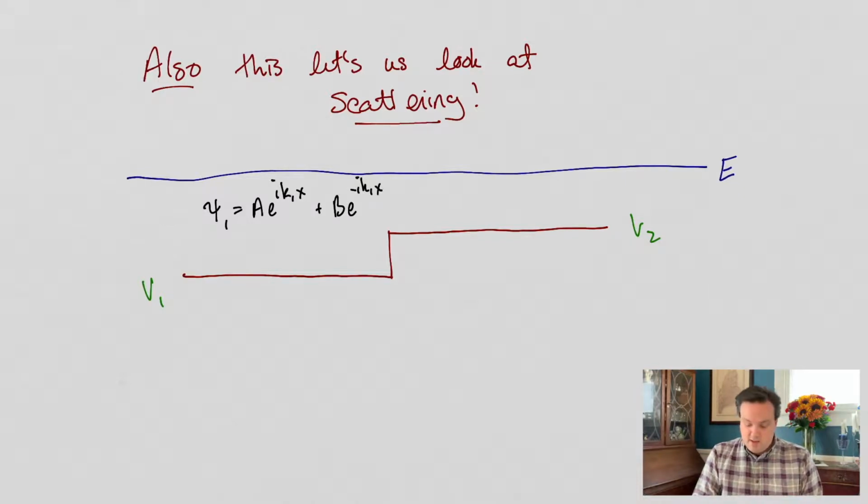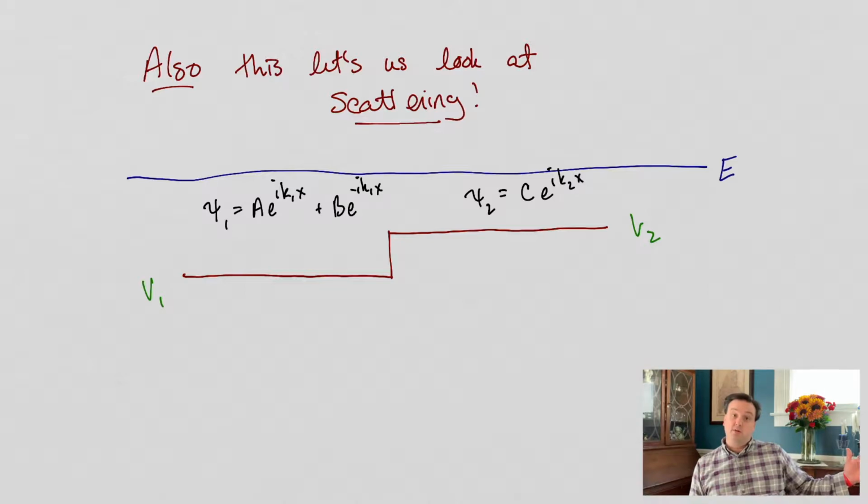Whereas over here, I'm going to have a psi 2 that's equal to C e to the i k2 x, because some of the particles are going to go through, right? The energy is big enough so that classically it's going to go over the barrier. And now I'm set up in a place where I have boundary conditions that I can match at the middle, and I can find out what's the relationship between A and B, right?